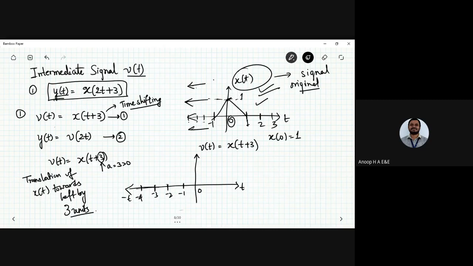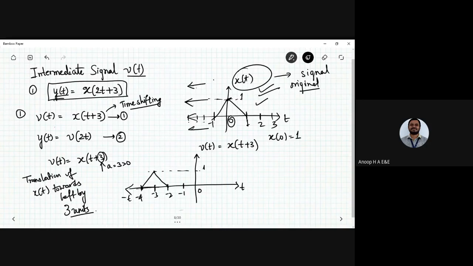So -1, when it is moved 3 units towards the left, becomes -2, -3, -4. Next 0, -1, -2, and -3. So at -3 you are having 1. Next -2. Here, what you can observe is 1, 2, and 3. So this is what you can see here.